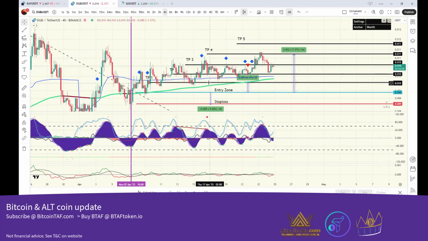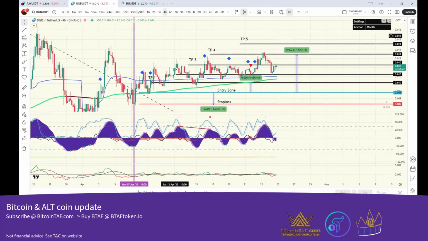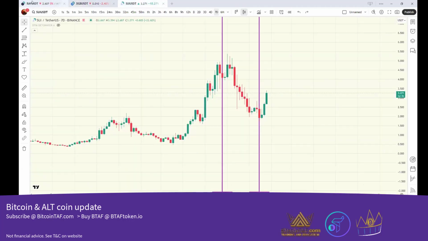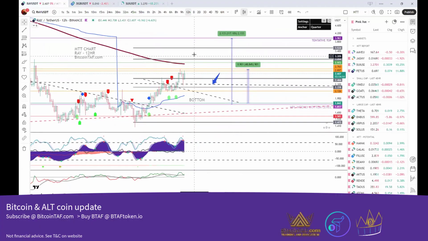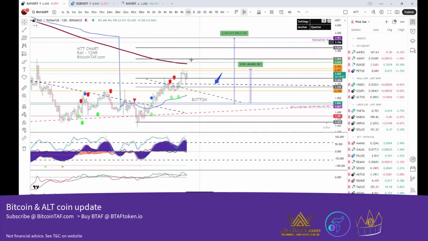You use these levels that we give in a Telegram signal for you, and you can then apply them in your own charts. And then lastly, I just want to quickly go here to Ray, for instance. This is an MTT chart. Now, basically, almost the same as Day Trade Masters, but remember, this is on a 12-hour time frame, and these levels are a little bit further apart.